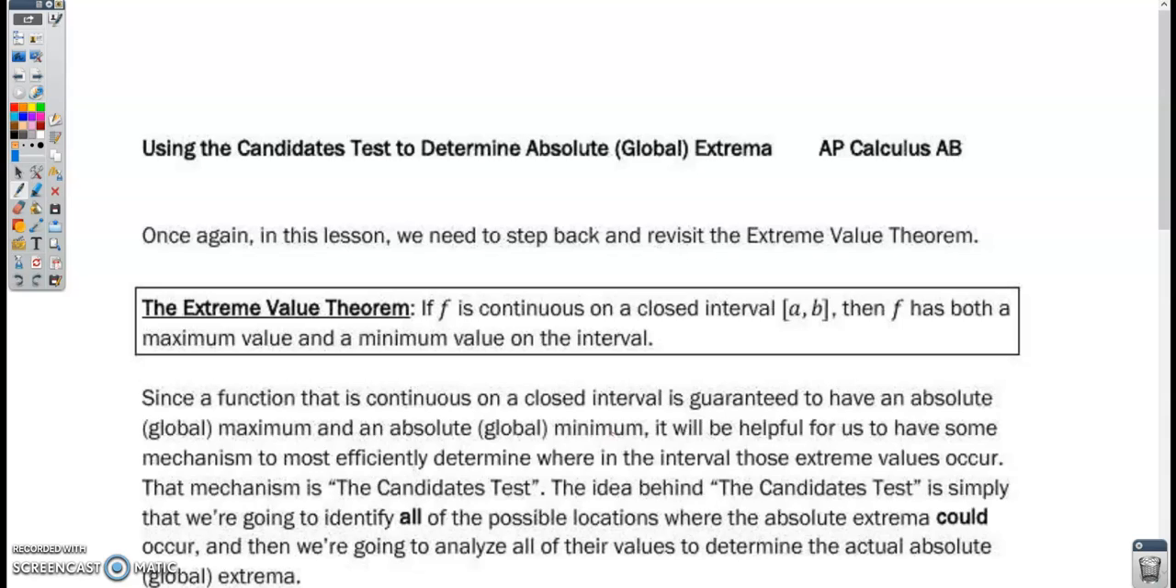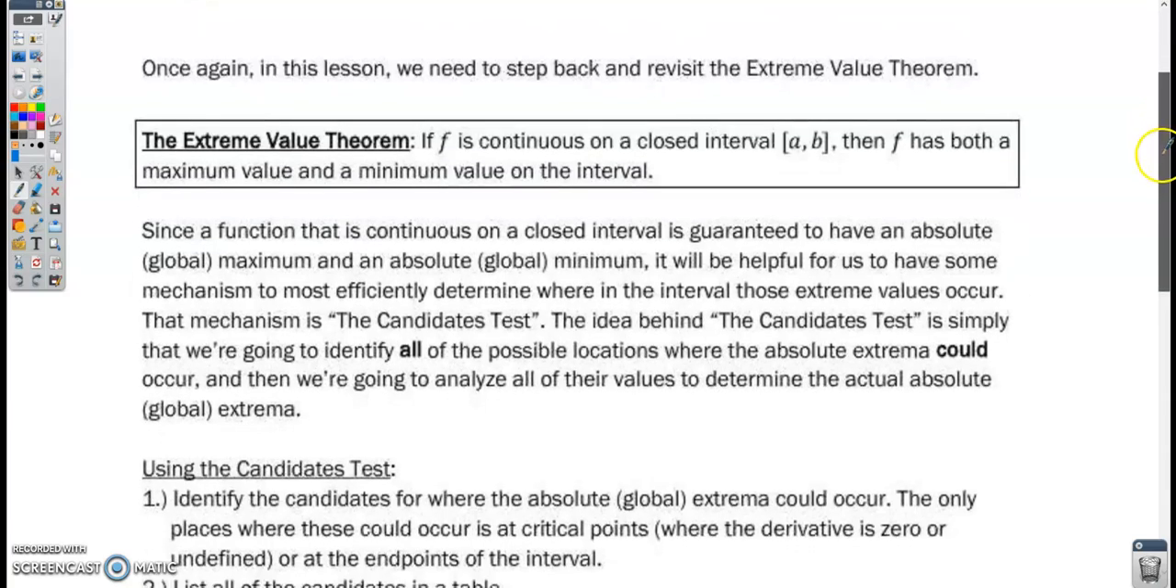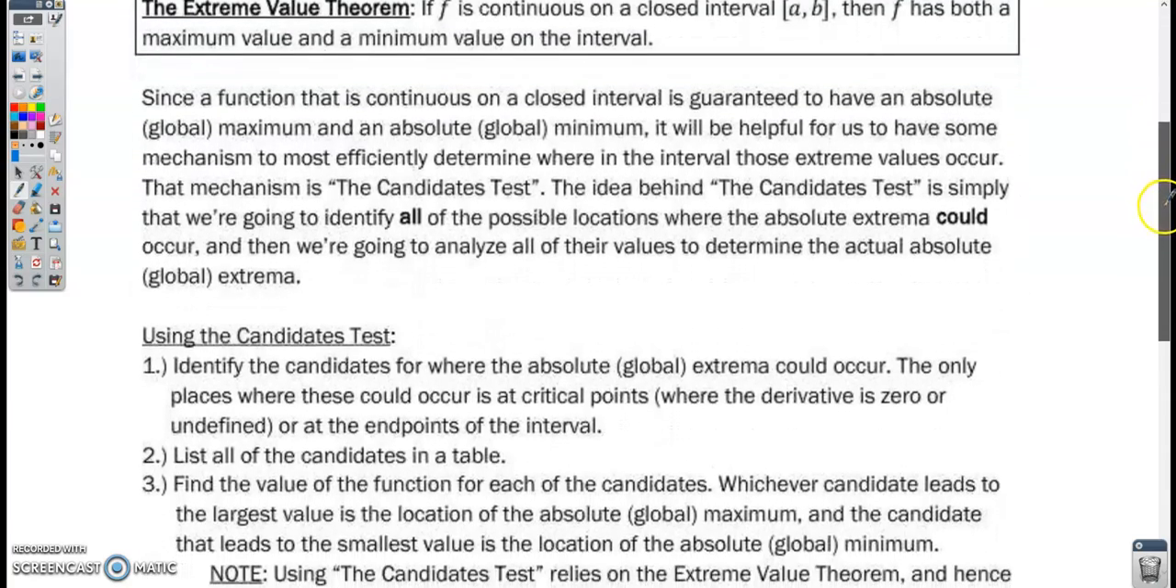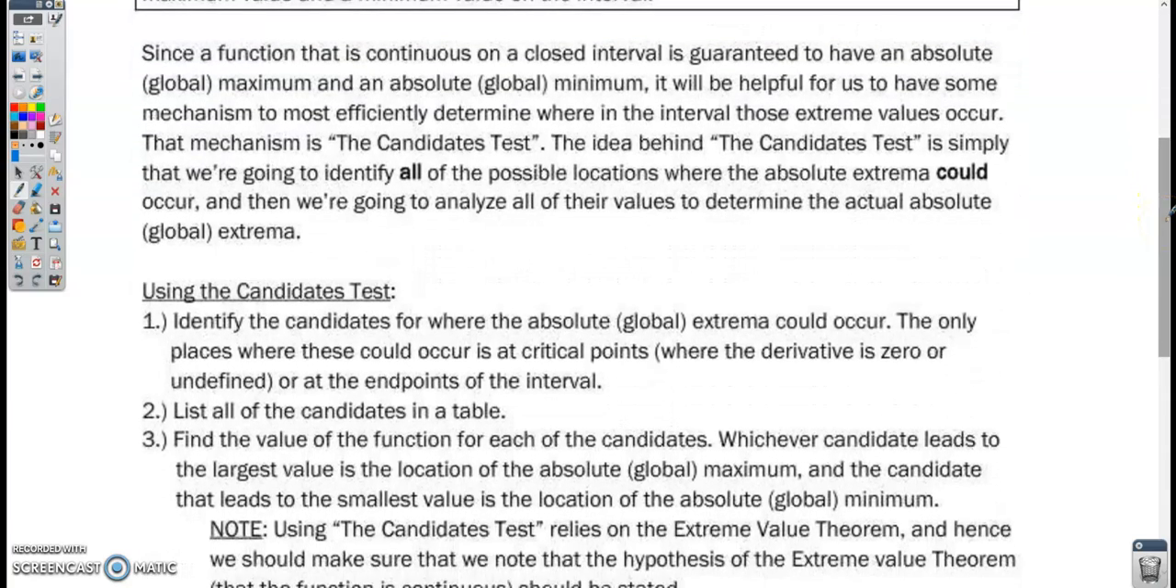Just a refresher of the extreme value theorem. If we have a function that's continuous on a closed interval, then it has to have both a maximum value and a minimum value on this interval. If we have a function that's continuous, it's guaranteed to have an absolute maximum and an absolute minimum.